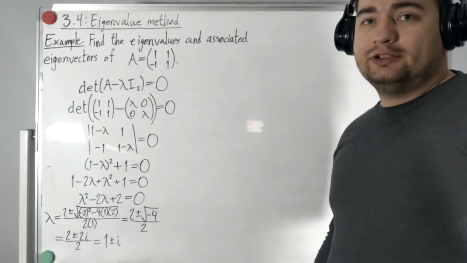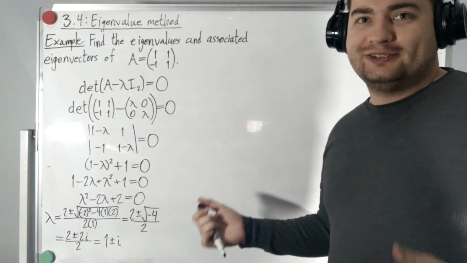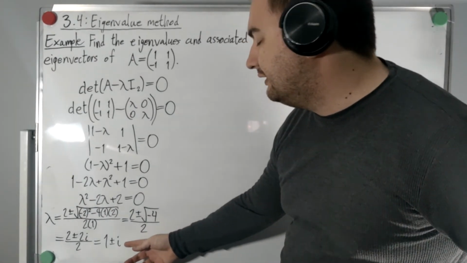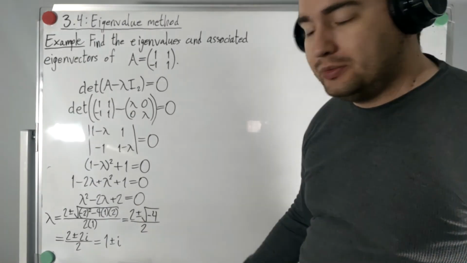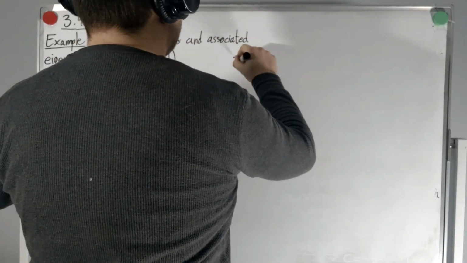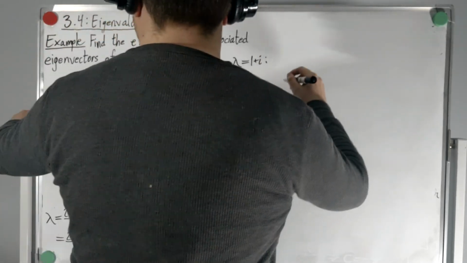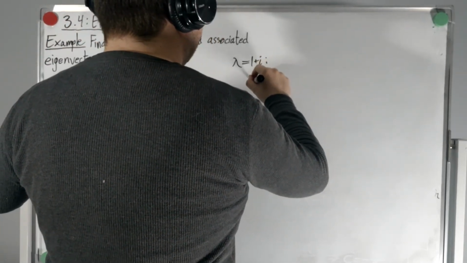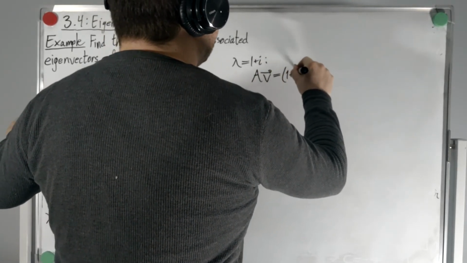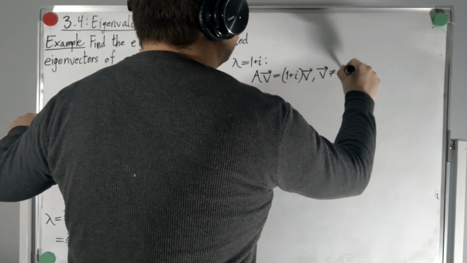Now, when you're finding the associated eigenvectors, you only need one of those in the complex conjugate pair. So we're just going to take 1 plus i for now. So lambda equals 1 plus i. We need to have A times v vector equals 1 plus i times v vector, with v vector not being the 0 vector.